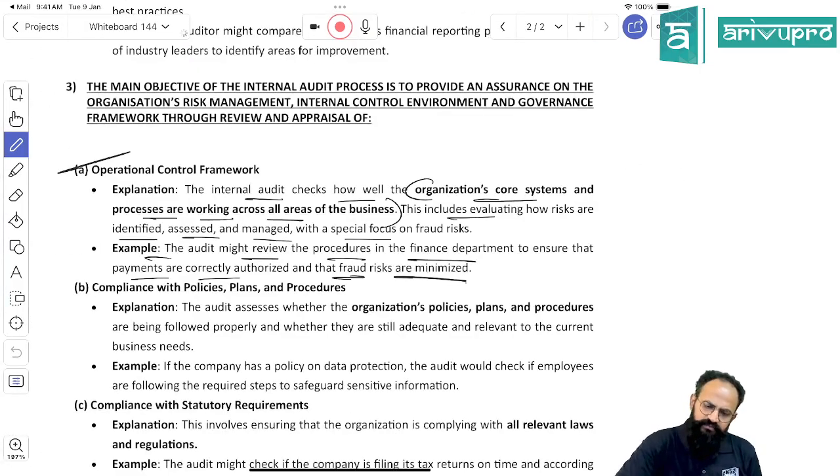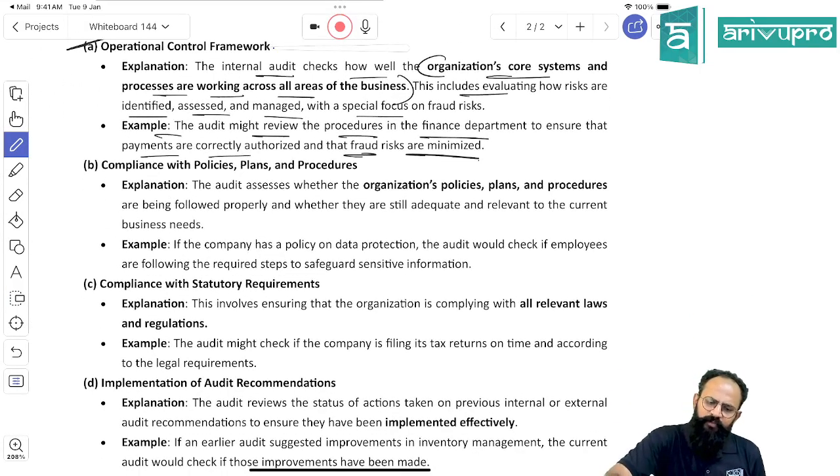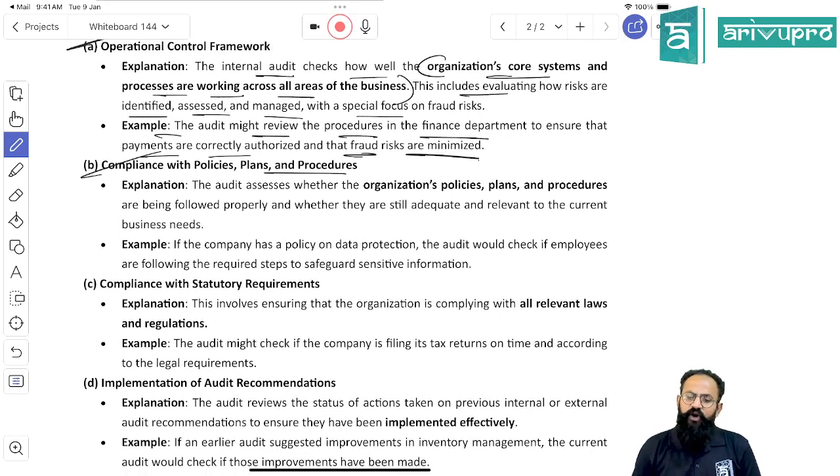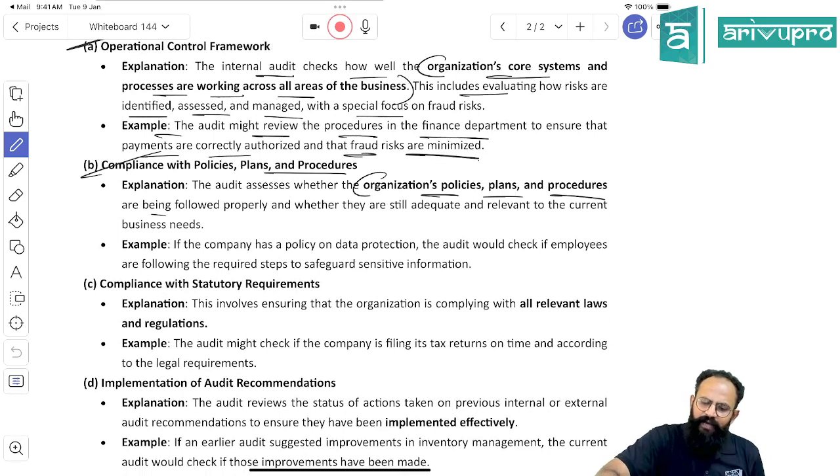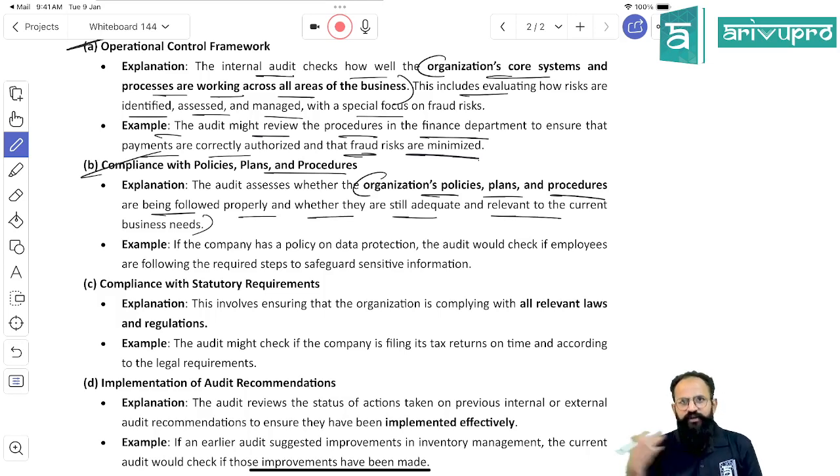Okay. Next one, sir. Compliance with policies, plans and procedures. The audit assesses whether the organization's policies, plans and procedures are being followed properly and whether they are still adequate and relevant to the current business needs. What do you mean by that? You will have your code of conduct. You will have internal policies that have been drafted in my Tata Kala. From that day it is still valid. So first, you need to check whether the company is following all the policies or not. Next, you need to check whether it is updated with time or is it outdated.